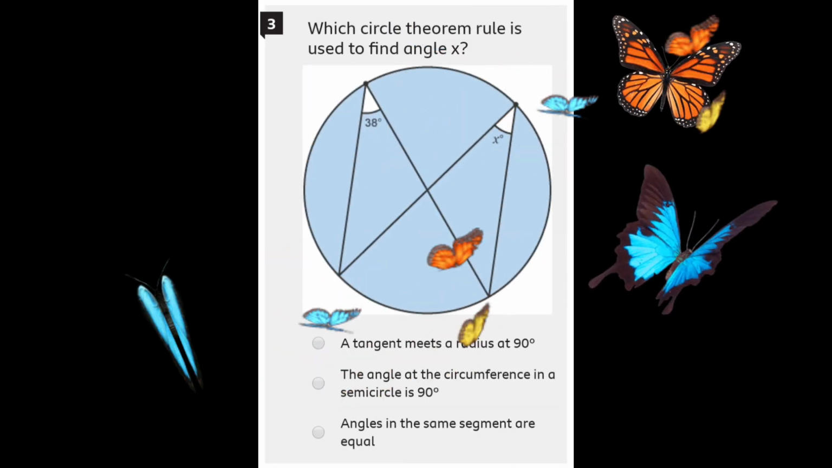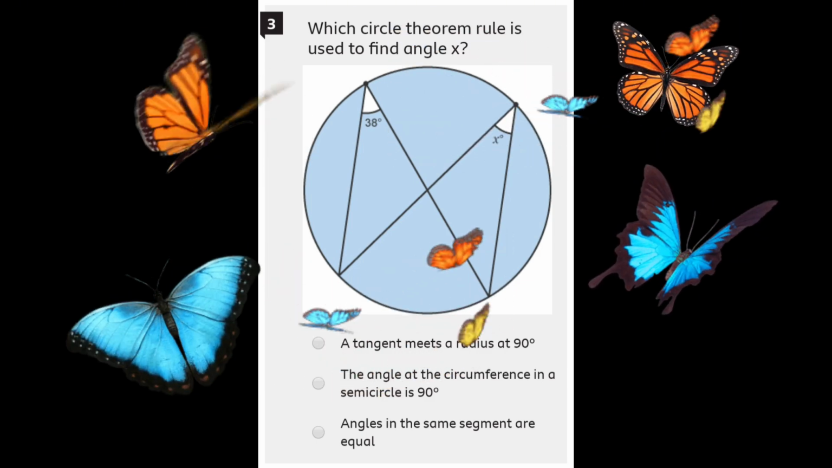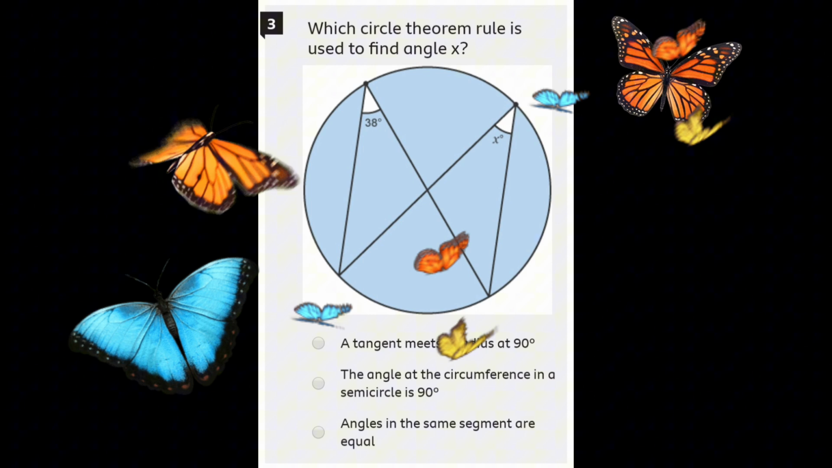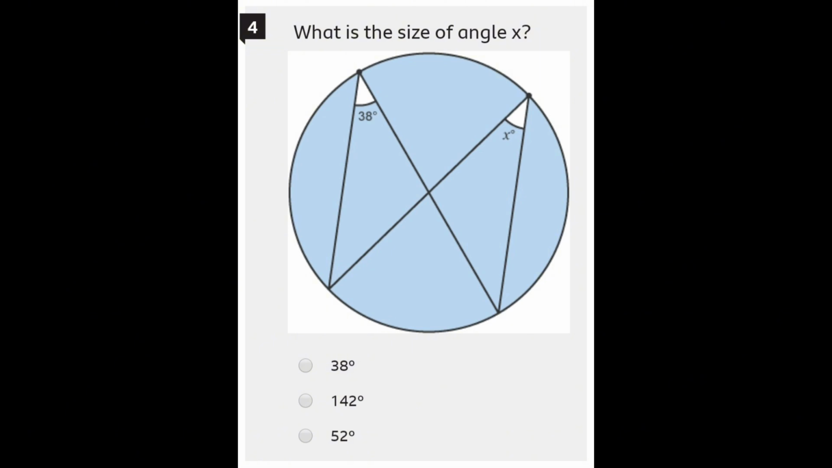Which circle theorem rule is used to find the angle x? Remember our imagination about the wings of a butterfly? The theorem is angles in the same segment are equal. In this diagram, you have the angle at the circumference 38 degrees and the other angle at the circumference x degrees. Both of them are located in the same segment and both of them are also subtended by the same arc.